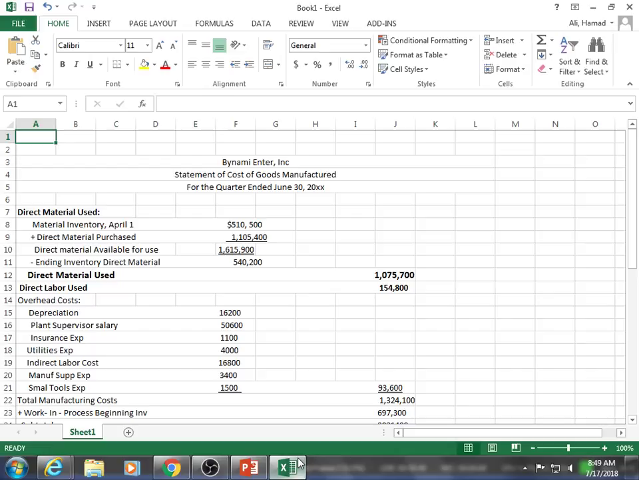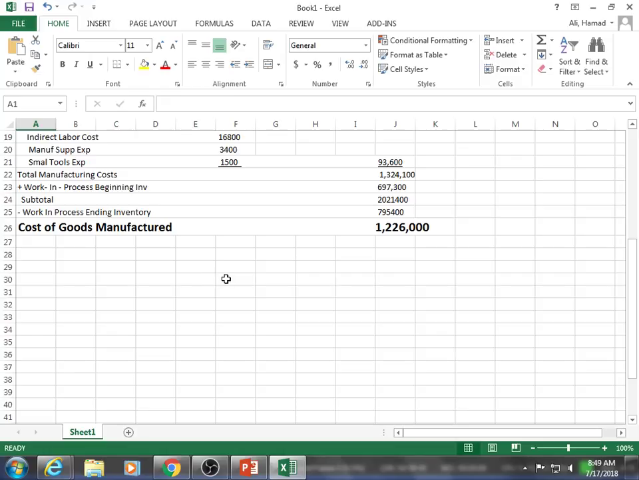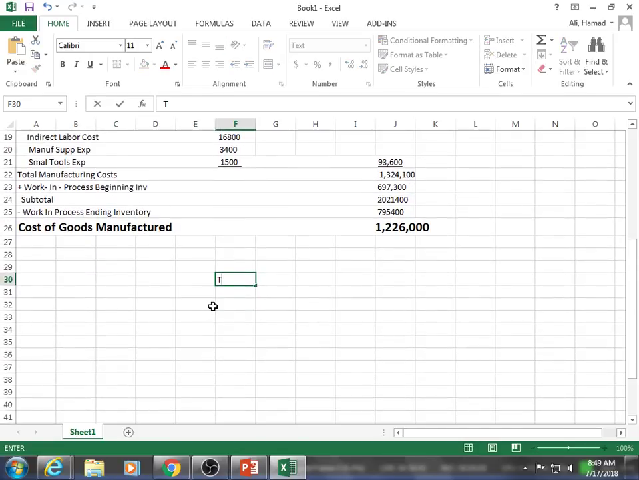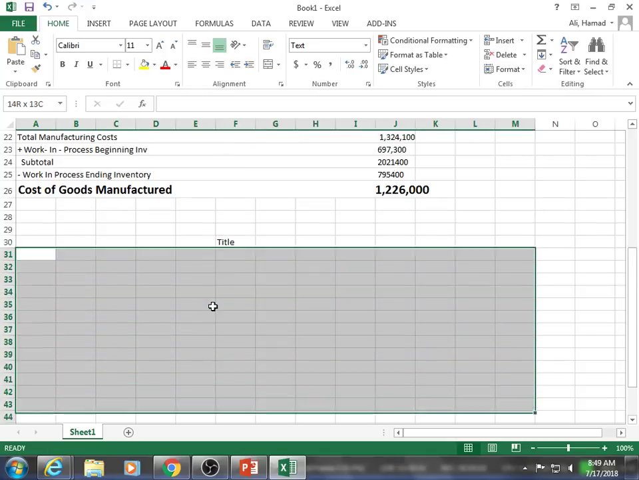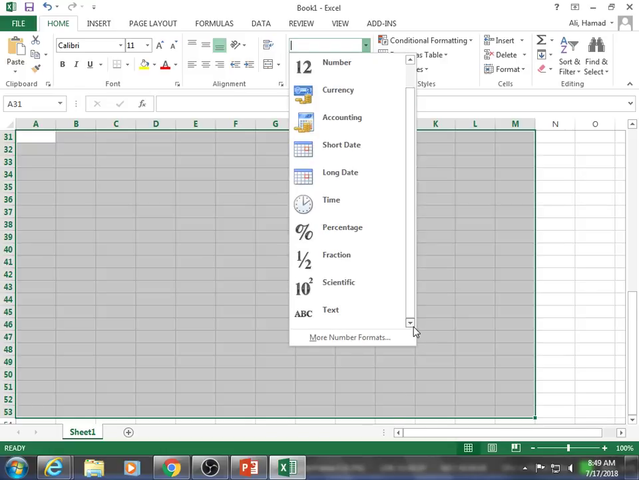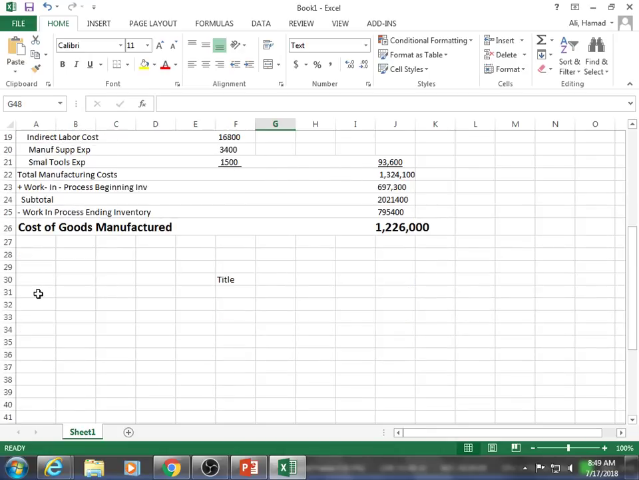So we start with beginning inventory, finished goods. I'm just going to put the title. I don't need to repeat the whole thing again. We know what the title includes. So let me do this as text. All right, so we put the title, and then we start with beginning inventory, finished goods.